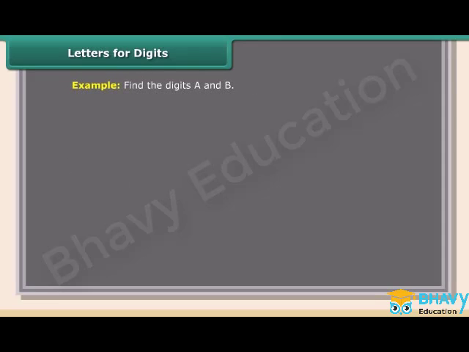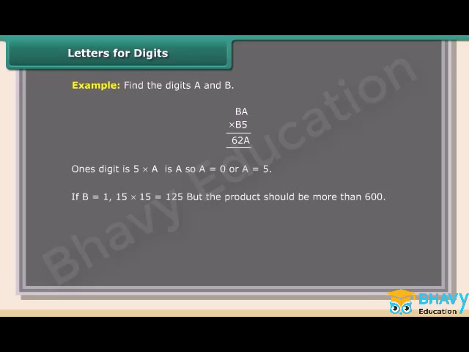Example. Find the digits A and B. BA into B5 is equal to 62A. The one's digit is 5 into A is A, so A is equal to 0 or A is equal to 5. If B is equal to 1, 15 into 15 is equal to 225, but the product should be more than 600. If B is equal to 2, 25 into 25 is equal to 625. A is equal to 5 and B is equal to 2.